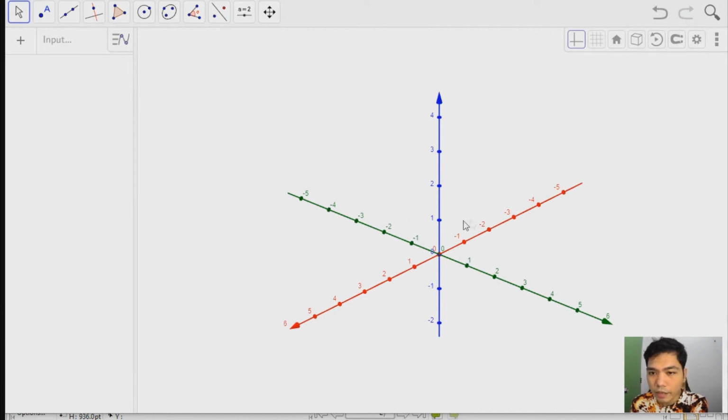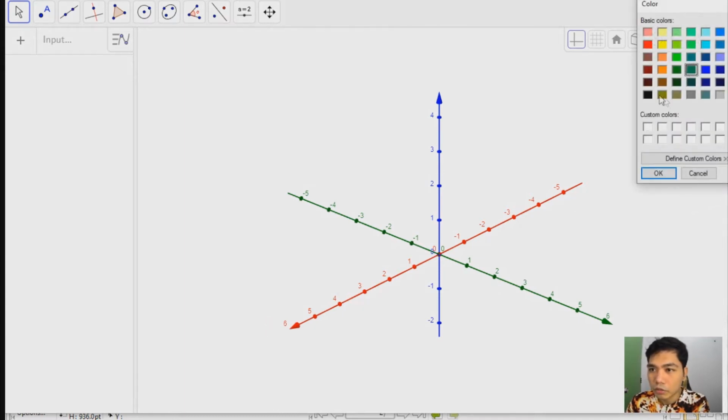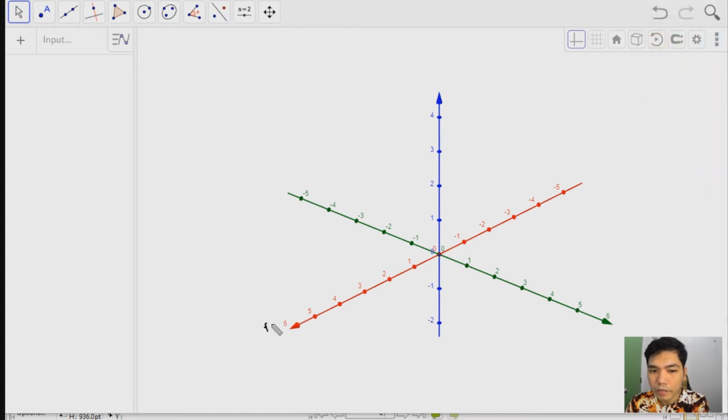So this is the XYZ plane, and usually the XYZ plane is right-handed or left-handed, depending on where the x-axis is. But in this case, I'll be utilizing our right-handed XYZ plane. So with the right hand, here is our positive x, this is the negative x, this is your positive y, this is the negative y, this is the negative z, and this is the positive z. So of course, this is a 3D plane.